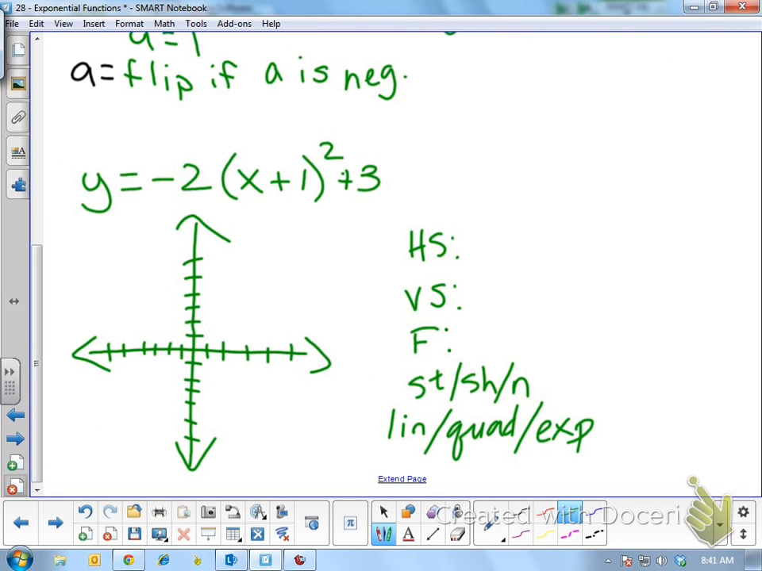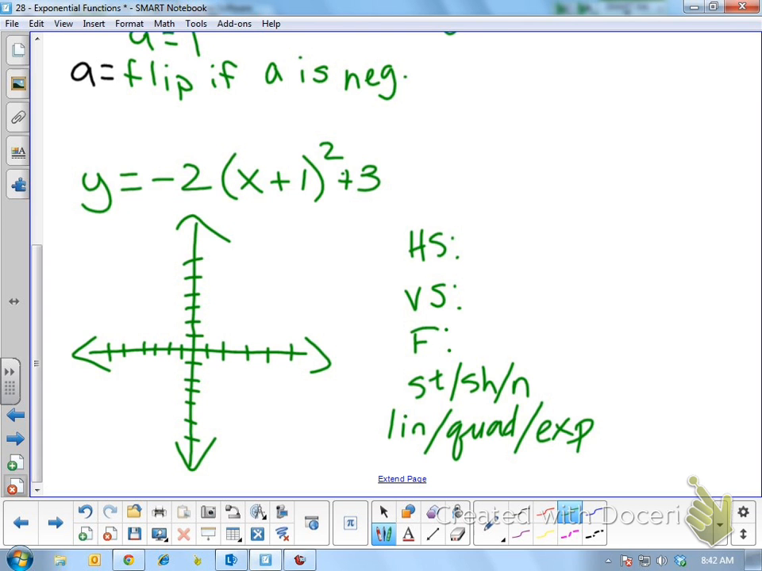So, even though we're graphing a completely different shape, we are still going to name the same things. We're still going to name horizontal shift. We're still going to name vertical shift. We're still going to name if it flips or not. We're still going to name if it has a stretch, shrink, or neither. And we're still going to name if it's a linear, quadratic, or exponential. We're just starting with a different shape because the squared changes what kind of shape you get. Exponential will be the same way. When we get to exponential, we still just name all the same things, but we start with a different shape.